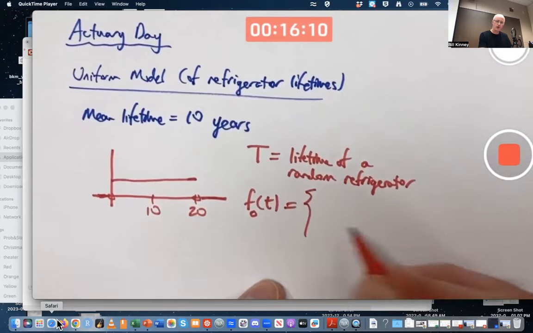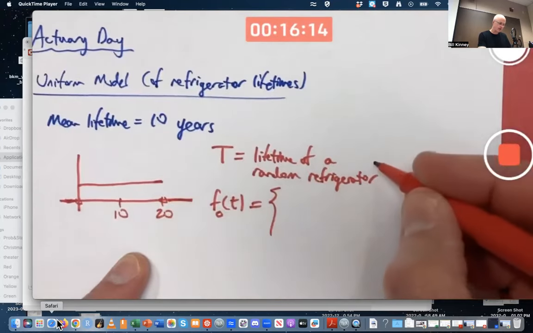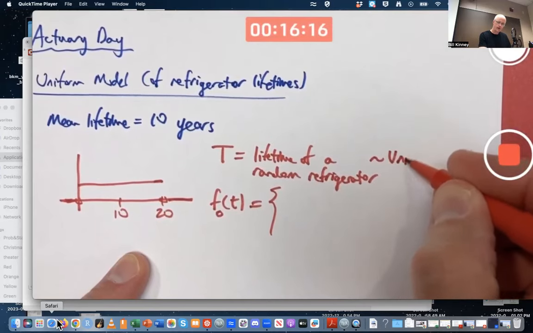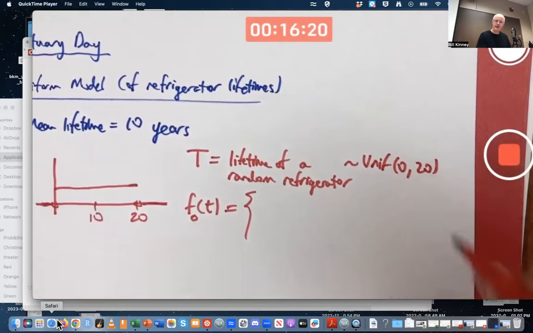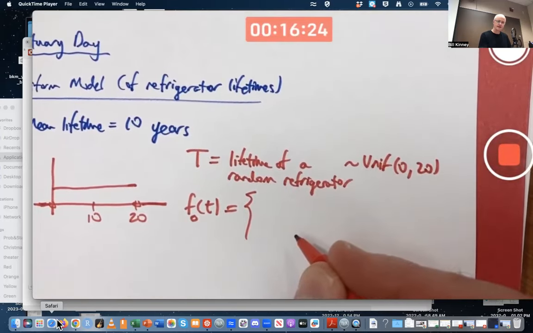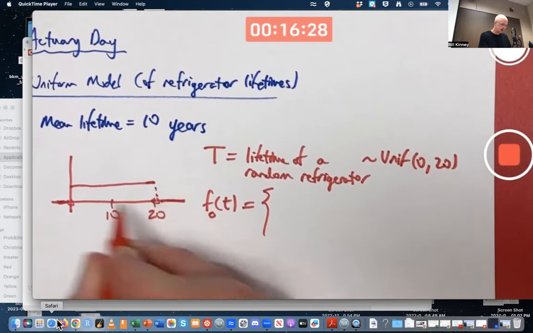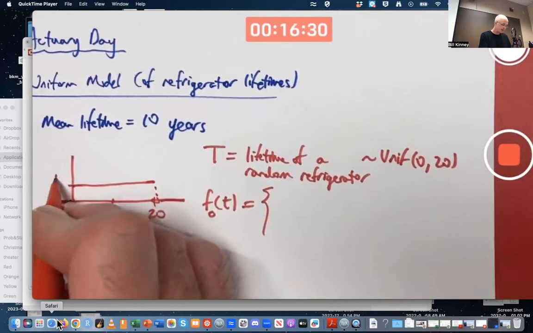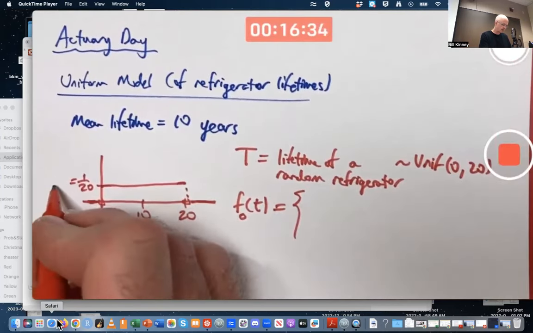So it's uniform over the interval from 0 to 20. I'm assuming this is uniform over the interval from 0 to 20 to make the mean 10 if I'm using a uniform model. And since the area under the rectangle's got to be 1, as we saw last time, that means the height of this has got to be 1/20th. As a decimal, that would be 0.05.